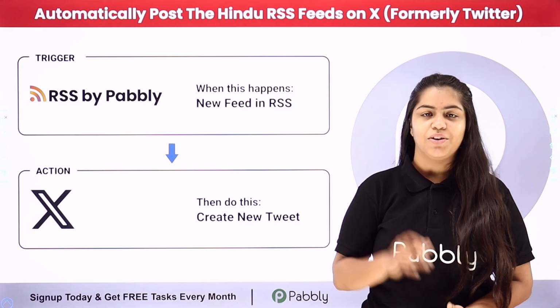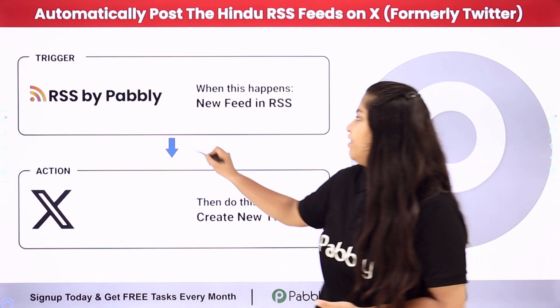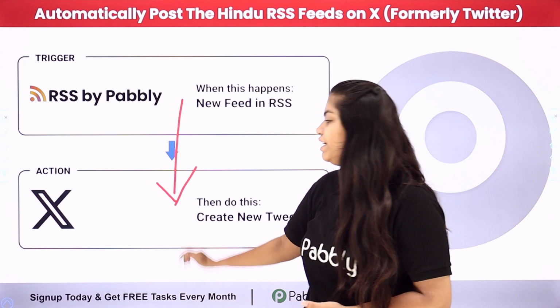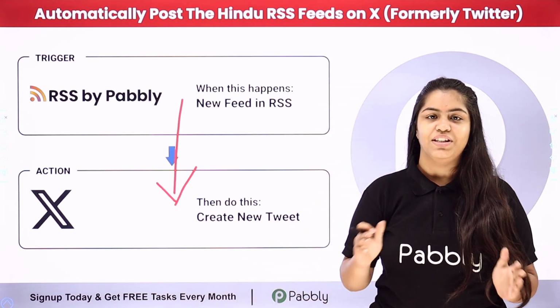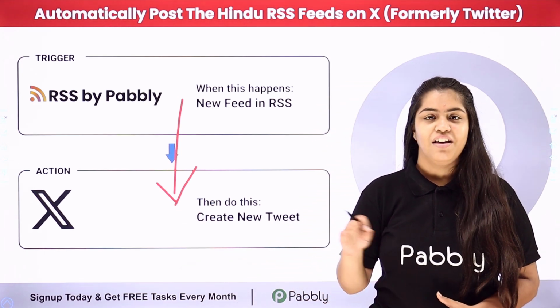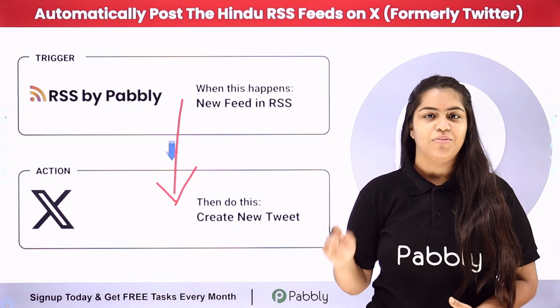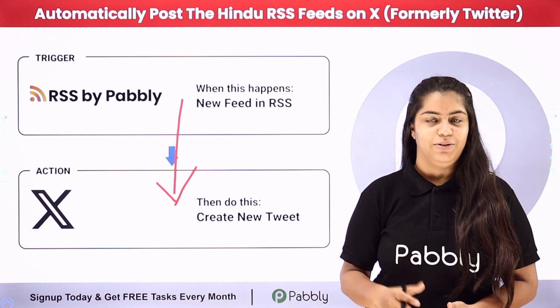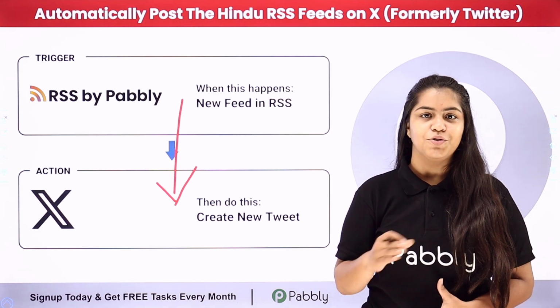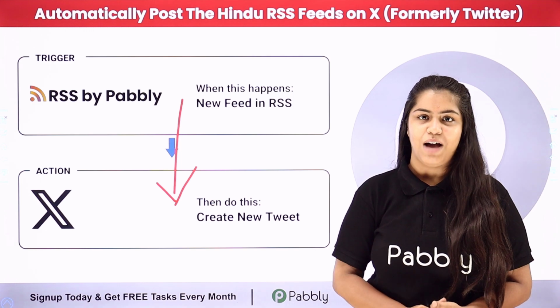So to do this we are going to create a connection between RSS by Pabbly and X, formerly Twitter. To create this connection without knowing any programming or coding language, we are going to use Pabbly Connect. It is an amazing automation software. I'm going to do this because I want that at regular intervals, automatically the news should be updated on my Twitter account too as tweets.